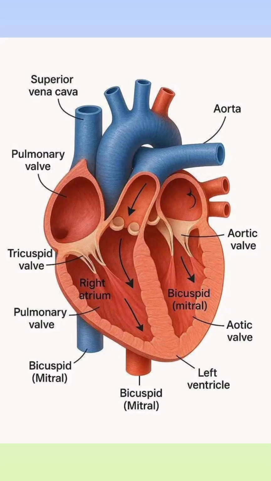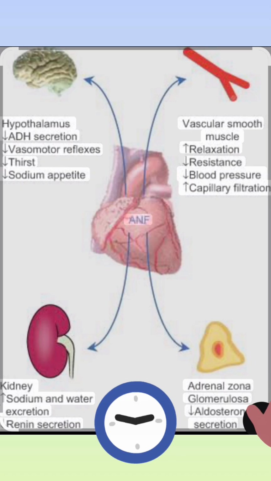First one is the heart. It secretes atrial natriuretic factor. When you have high blood pressure, this ANF gets secreted by the atrial wall, which causes vasodilation. Vasodilation reduces the blood pressure. ANF also inhibits the RAS and ADH. If ADH gets inhibited, there will be more water loss and more diuresis.